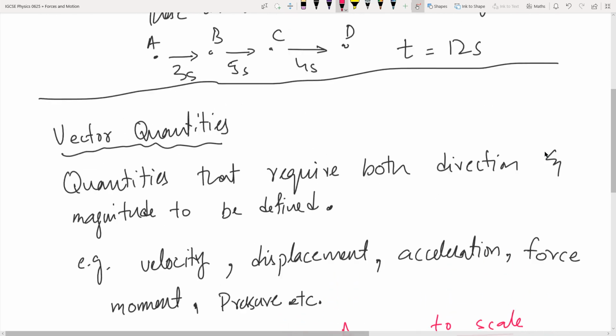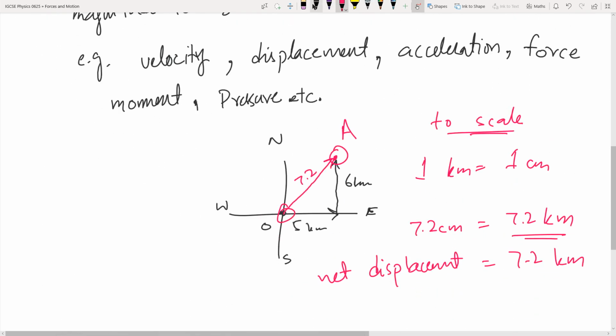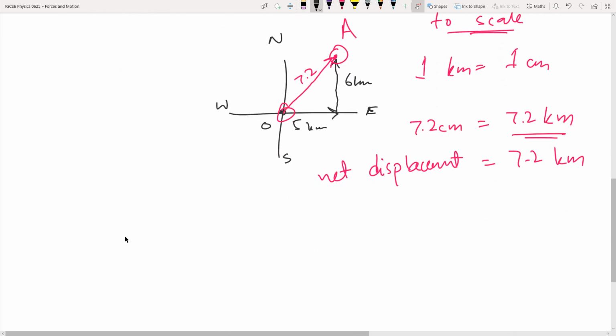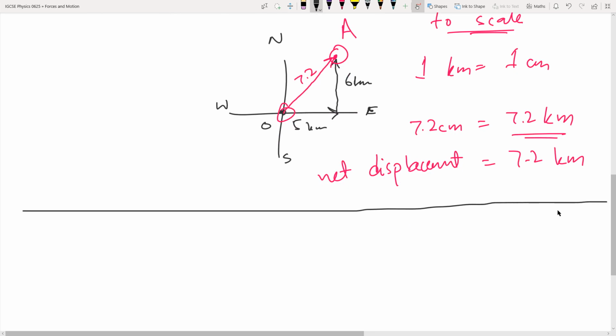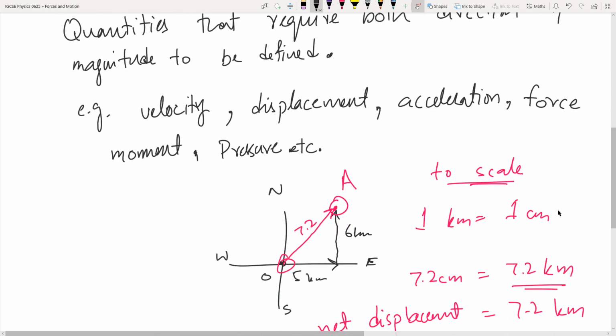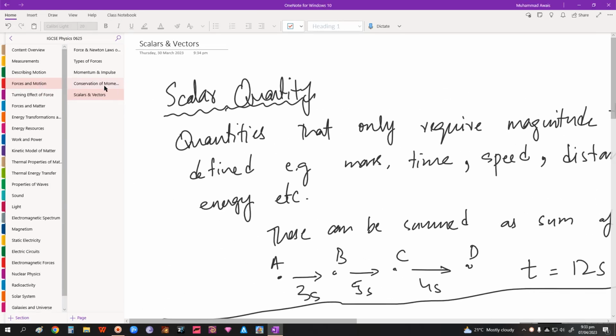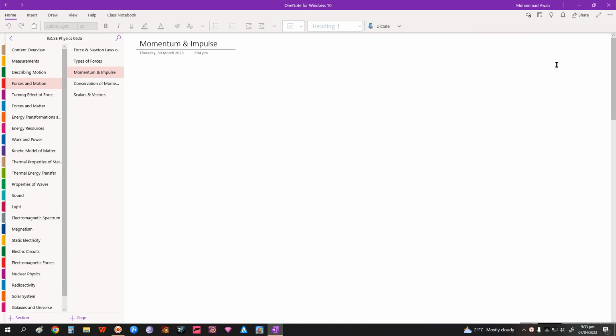I hope this is a brief introduction about scalars and vectors. It's a very detailed topic, but in IGCSE we just need to understand a few basics. We will be understanding these topics more in depth while we are solving past paper questions, where we have to apply this information and solve the questions. Now moving on to the next topic, which is momentum and impulse.